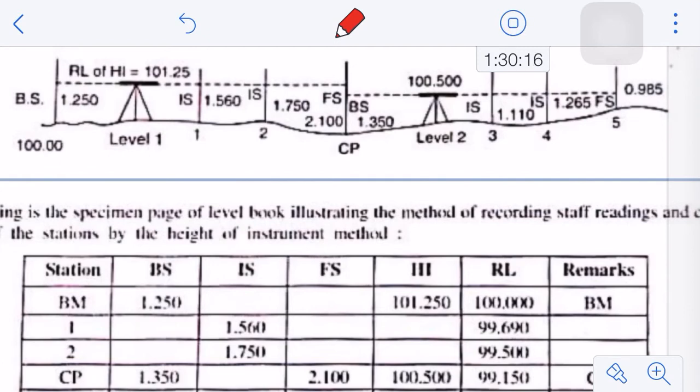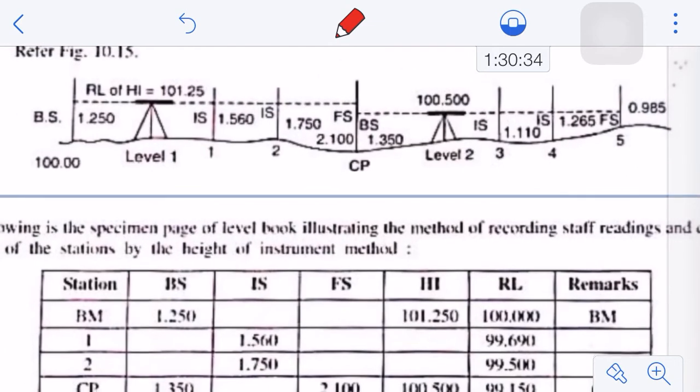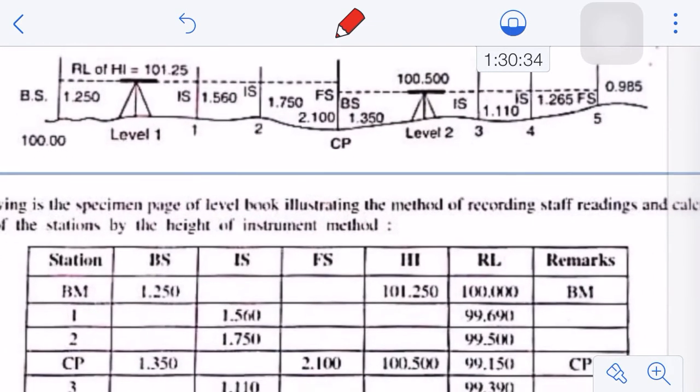Look, in this method, as its name suggests, the height of instrument is calculated for each setting of the instrument. It is to be done simply by adding backsight to the elevation or to the benchmark reading, right? So it has to be done for every setting of the instrument where you are going to set your instrument, and that is a very simple method. So let's understand from this particular figure what it says, right? I'll try to discuss it in a step by step way.